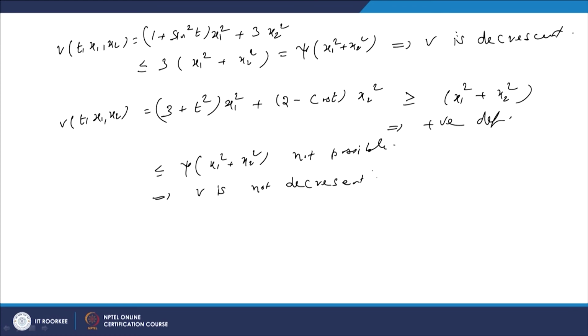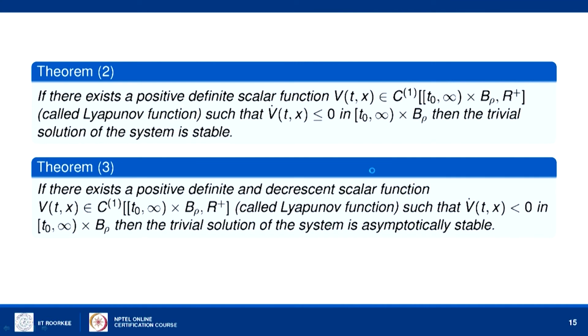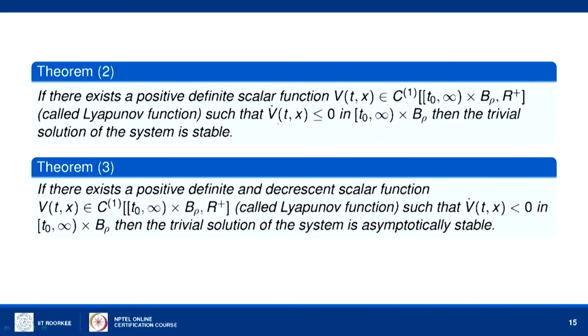So, now the theorem on the stability of the time varying system is like this. If you are able to find a positive definite function v and v dot is negative semi definite, then the system is stable. The theorem and proof both of them are exactly similar to that of the time invariant case. All the steps which we have seen in the previous lecture will hold good for this theorem.